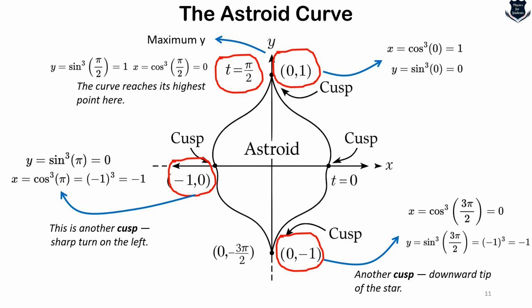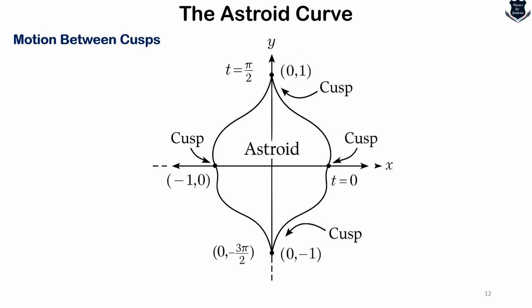Now here is something very interesting which you might have noticed. I have mentioned the bottommost cusp as (0, -1), but the value shown is 0, minus 3 pi by 2. Why is it so? In order to understand that, first we will see what the motion is between the cusps. First let us understand the motion.